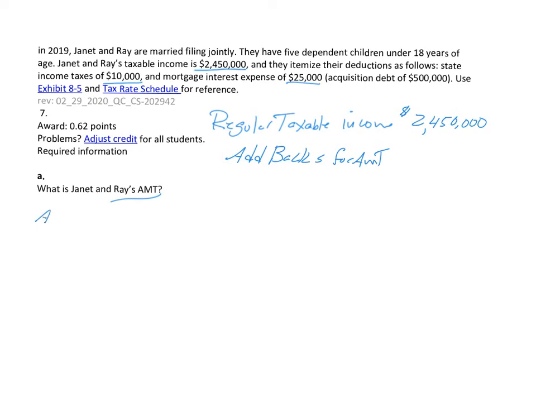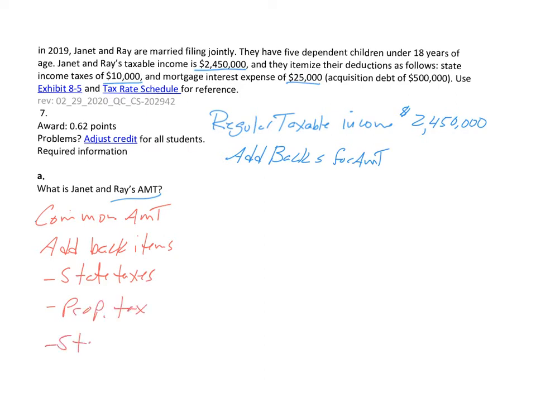So over here, let's make a list of common AMT add back items. State taxes, property taxes, standard deduction. Those are your common AMT add backs. And what do they have that is on that list? Well, they have state income taxes.